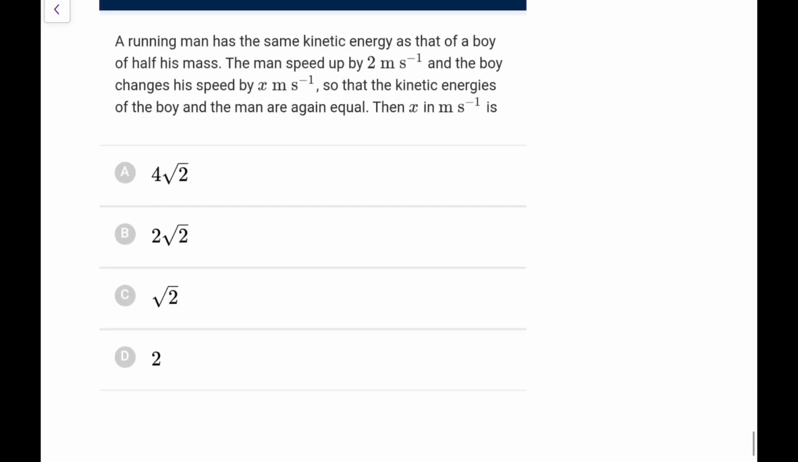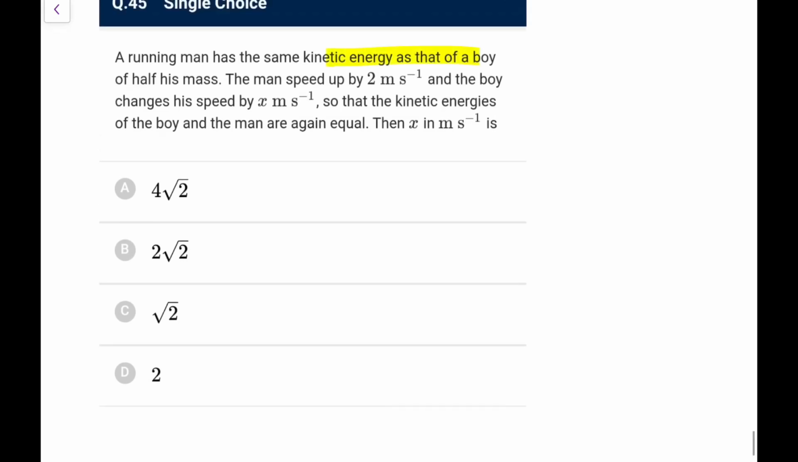Last, a running man has the same kinetic energy as that of a boy of half his mass. This is a very famous question. The man speeds up by 2 and the boy changes the speed by x, so that the kinetic energies of both are again equal. Then the x in meter per second is? So the running man has the same kinetic energy as the boy of half his mass. So this is half m v of man square is equal to half m into v of boy square, and the mass of the boy is m by 2, you are given.